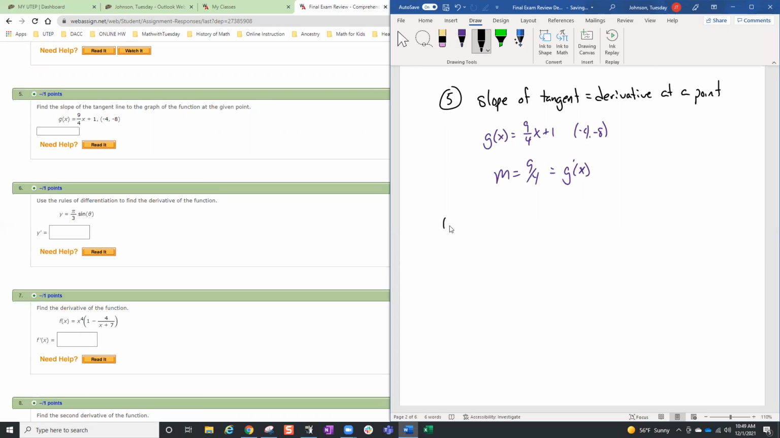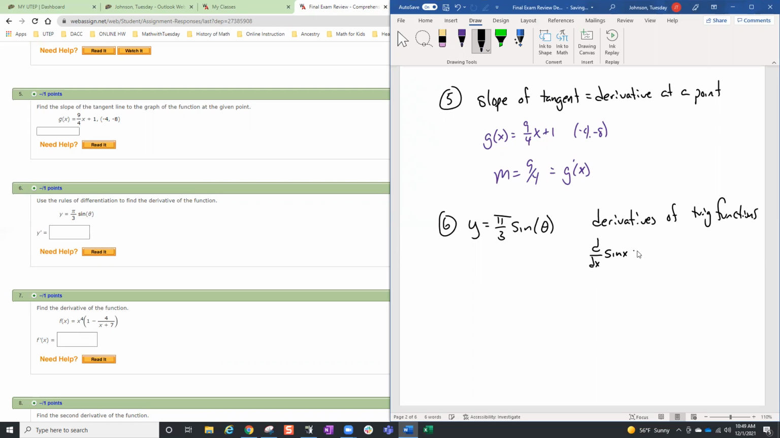Number 6. Differentiation. This will be some kind of trig, I'm sure. My example. Just derivatives in general. Don't forget your trig derivatives. I'm going to use horrible notation. No, I'll do it right.